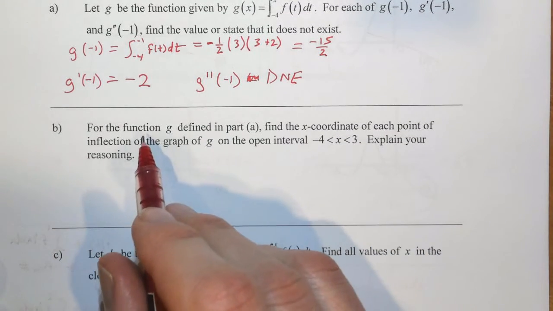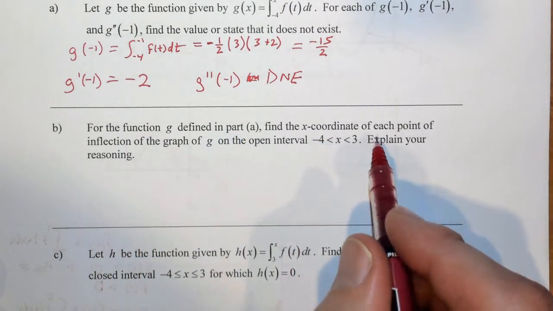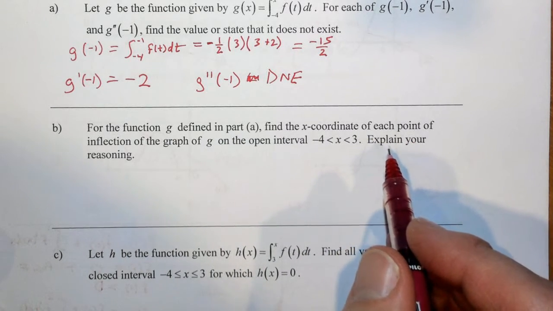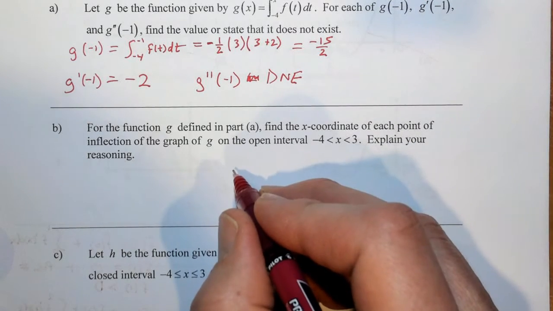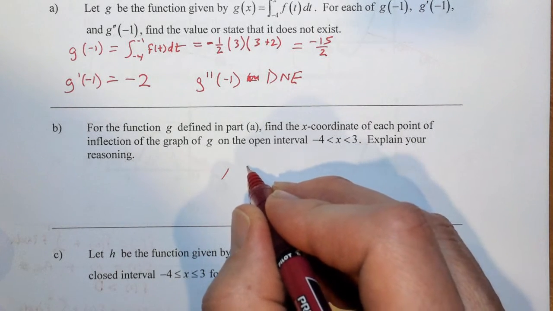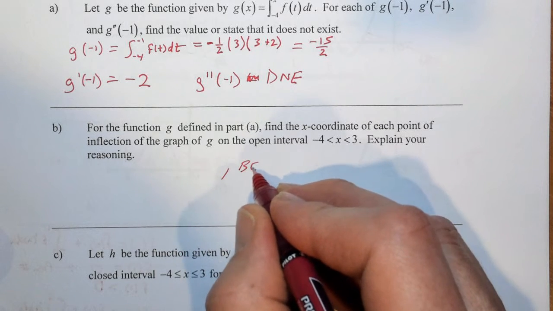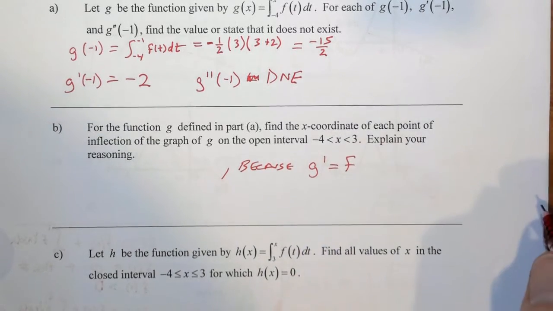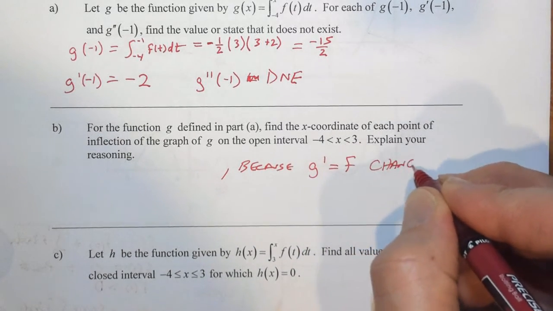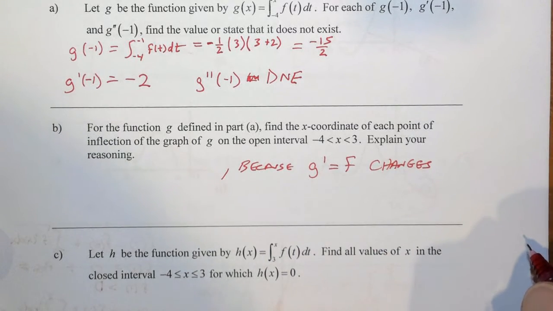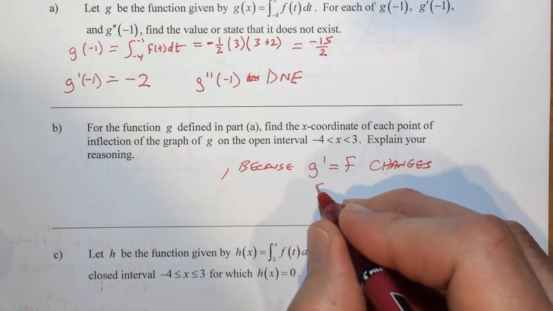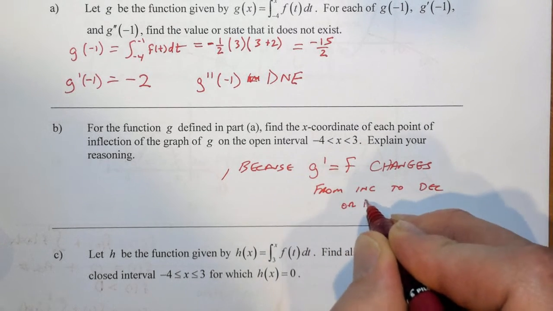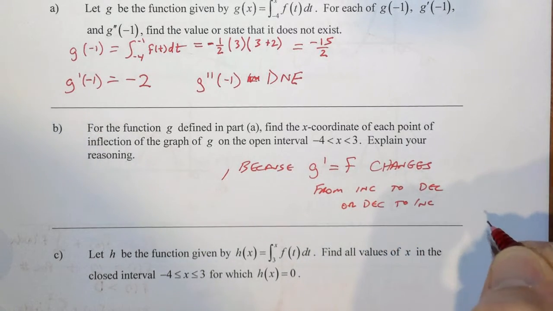Part B. For the function g defined in part A, find the x-coordinate of each point of inflection on the open interval from -4 to 3 and explain your reasoning. Okay, so a point of inflection, we're going to do the reasoning first. Point of inflection occurs when g prime, which we know is the same thing as f, changes. All right, point of inflection is when the derivative changes from increasing to decreasing or decreasing to increasing.